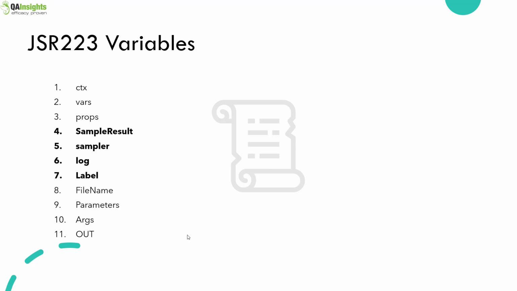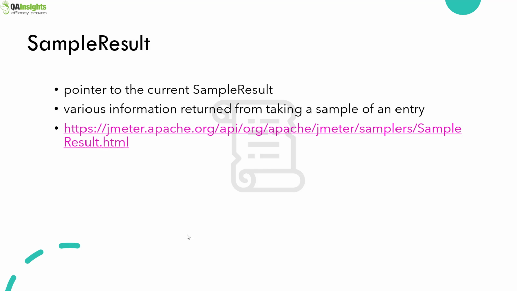First, let us begin with sample result. So this is the pointer to the current sample result. If you want to interact with the results of the sampler, then you can make use of this sample result class. It holds the various information about the sample of an entry, and you can get all the methods and classes in the particular link. So I will post this link in the video description. You can check it out.